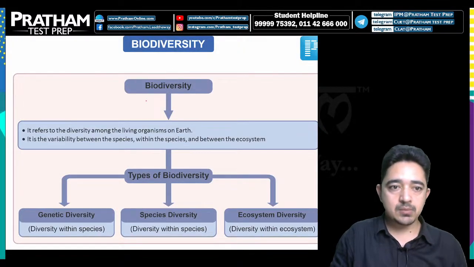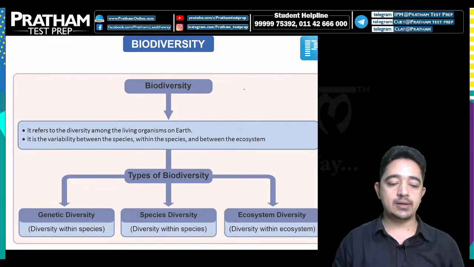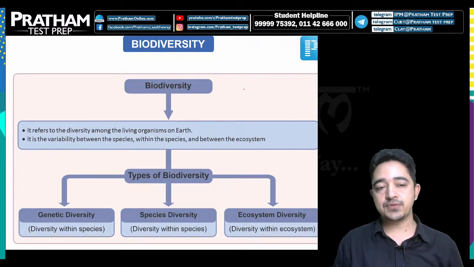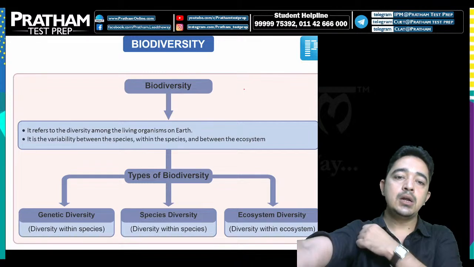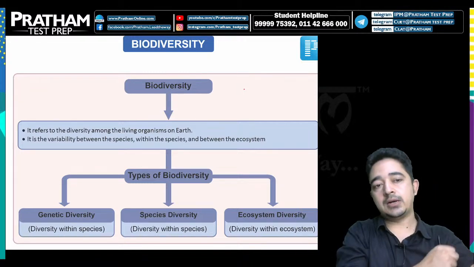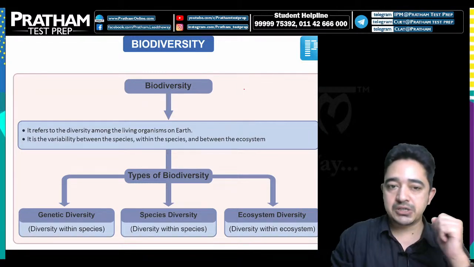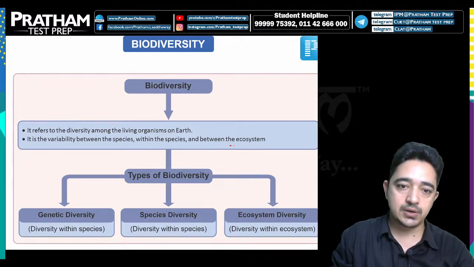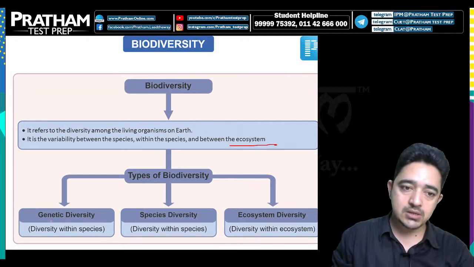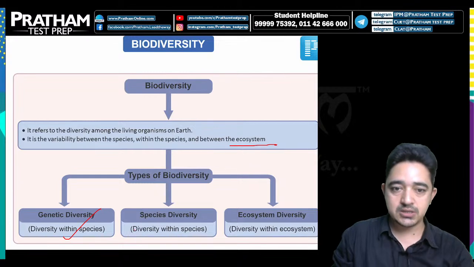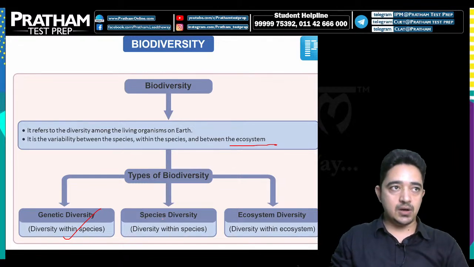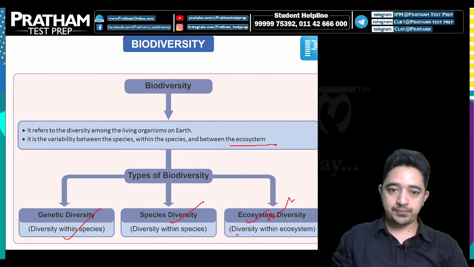So what does biodiversity mean? I told you in a short and simple manner that it refers to the diversity among living organisms on earth, and it is the variability between species, within species and between ecosystems. Types of biodiversity: genetic, which is diversity within the species, species diversity and ecosystem diversity. So here is diversity within species and here the diversity within ecosystems.